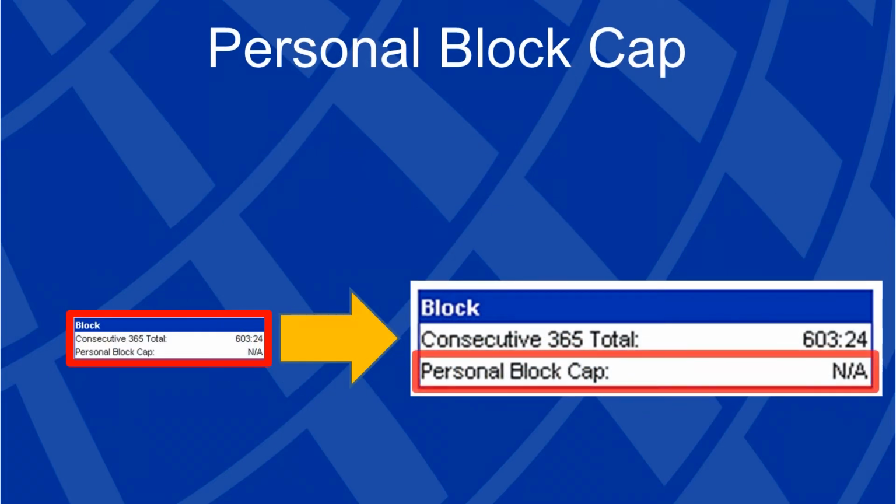The next line is labeled Personal Block Cap. This value is not directly related to your 365 consecutive calendar day total. While the 365 consecutive calendar days total is an actual flight time value, your PBC is derived from a formula that considers your past flight time and a prospective look forward at projected flight time. A PBC is designed to prevent pilots from being awarded flight time in the current month, which may cause them to exceed flight time limitations in subsequent months.